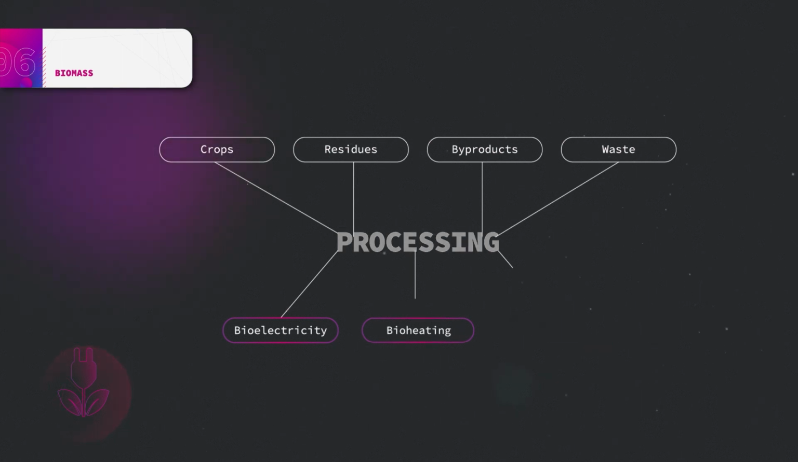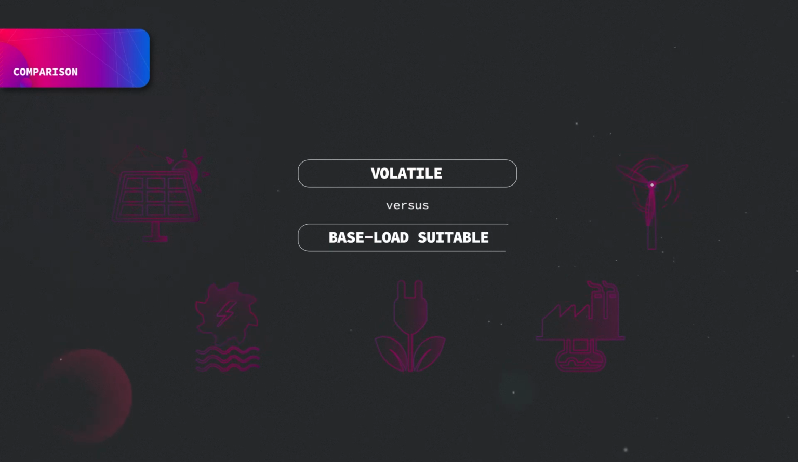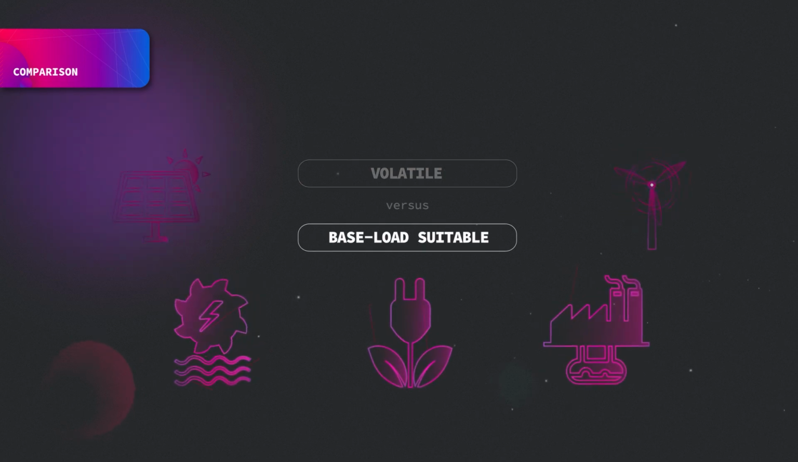To conclude this chapter, different renewable technologies will be compared to each other to find similarities and differences. One characteristic is volatile and baseload suitable generation. Volatile generation, which is subject to more or less predictable fluctuations, is represented by PV and wind energy. On the contrary, hydro, ocean, geothermal and biomass generation are either constant or can be scheduled, and thus become baseload suitable.